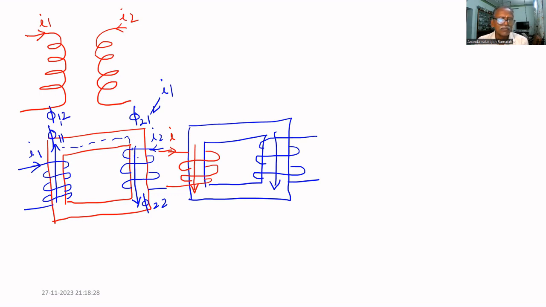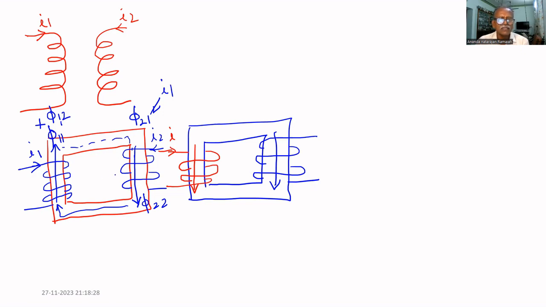Therefore, if they are aiding, here the direction is downward. That's why it is in the same direction as the flux of the first coil. That's why these two are adding together, aiding.